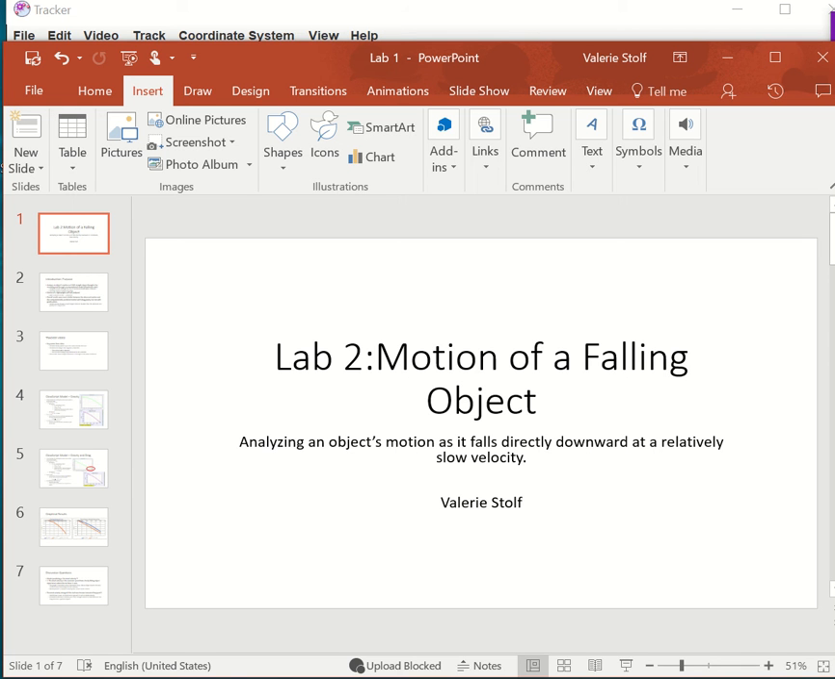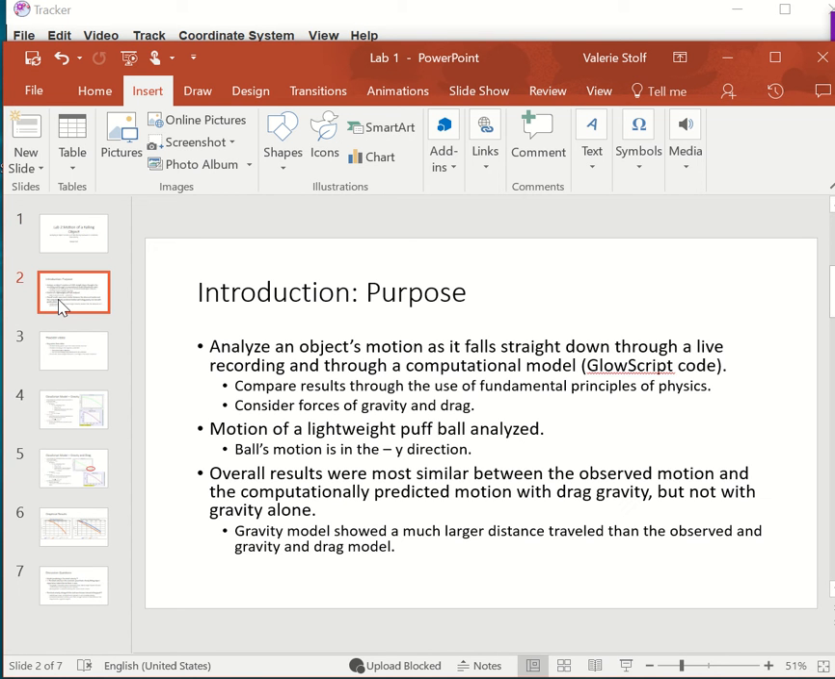In Lab 2, I will be exploring how the drag force, which is the force of the atmosphere, and the force of gravity affect an object's motion. The fundamental principles used were Newton's second law and the position function to predict the future motion. The objective of this lab was to observe an object falling straight down at relatively slow speed and analyze its motion in Tracker. I recorded a lightweight puffball being dropped.